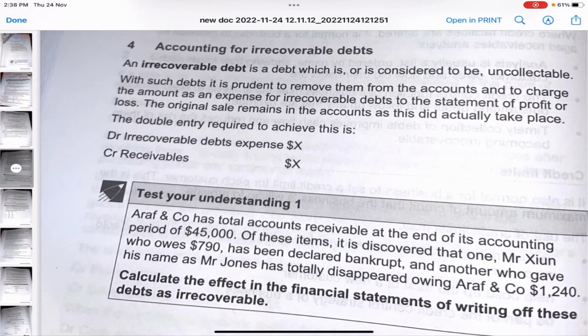So now let's come to the accounting treatment of the irrecoverable debt. As I told you, irrecoverable debt is a loss to the business. Irrecoverable debts are an expense to the business. And what is the balance of expenses? All the expenses and losses are always debited. We know that.